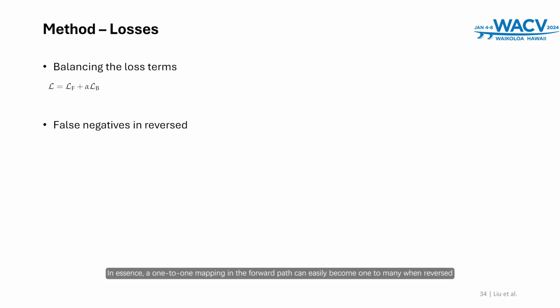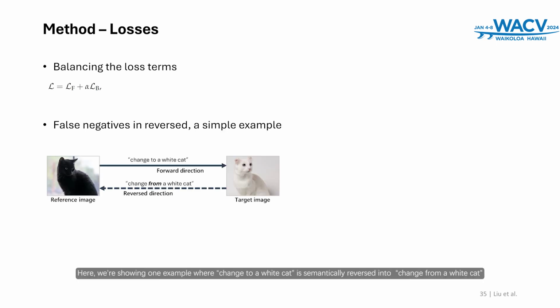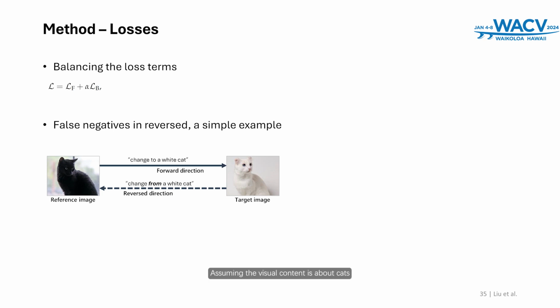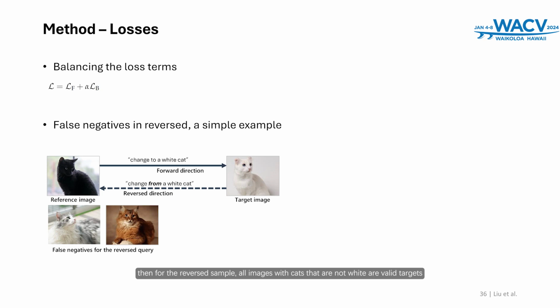In essence, a one-to-one mapping in the forward path can easily become one-to-many when reversed, due to the nature of the reverse text being underspecified. Here we're showing one example where a change to a white cat is semantically reversed into a change from a white cat. Assuming the visual content is about cats, then for the reverse sample, all images with cats that are not white are valid targets, but only the original reference image is labeled as such.